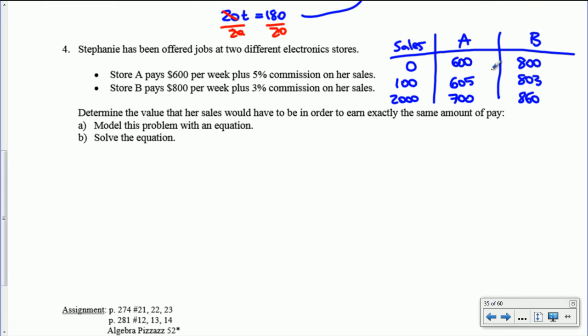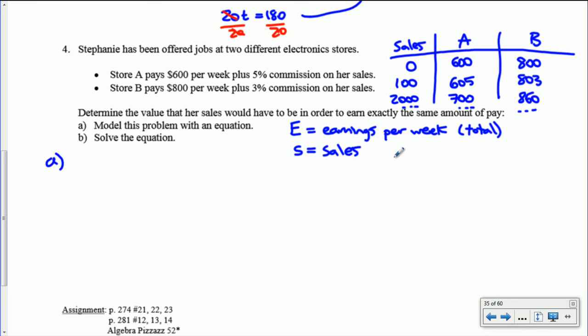So we can use this outline of the data to make some equations. So model the problem with an equation. I guess it'd be helpful to define some things. So we'll let E represent our earnings per week, total. So base pay plus commission. And we'll go ahead and let S represent our sales.